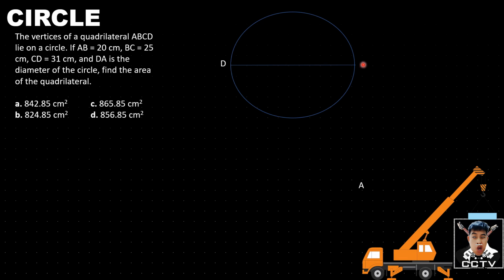So, lagay lang natin dito yung DA. And then, quadrilateral dito ang sinabi. Nagra-run siya sa points ng circle. And that is, AB is 20 centimeter, 25, 31, and diameter. Ayan. Intersect lang tayo.